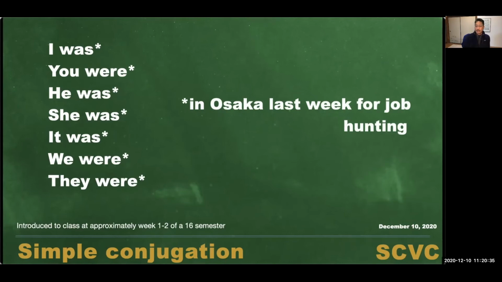I was in Osaka last week for job hunting. Now, of course, a junior high school student wouldn't say that, but you could say something like, I was in Osaka last week for a kendo tournament. Perfectly easy for a junior high school student to imagine that happening.